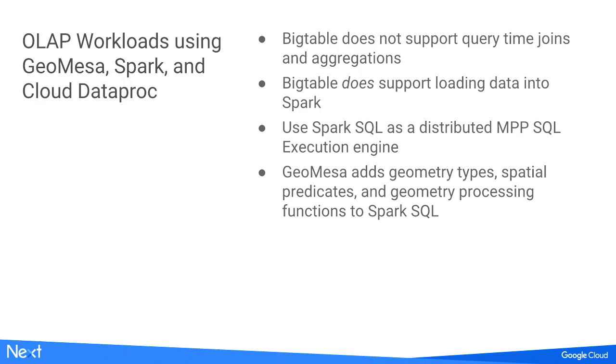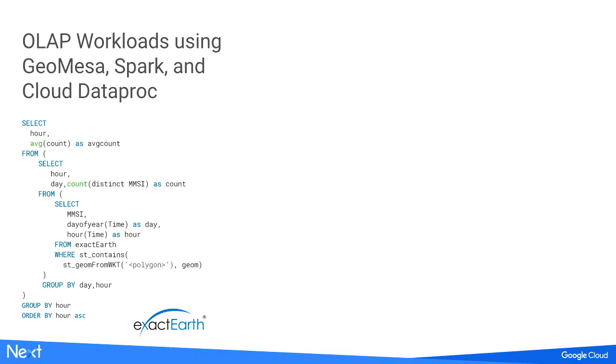But Bigtable does support loading your data out of Bigtable and into something like Spark. So you can use Spark SQL in conjunction with Google Cloud Dataproc to recover the ability to do joins and aggregations and execute analytical workloads on top of your Bigtable data. And GeoMesa adds a bunch of extensions to Spark SQL, including geometry types, spatial predicates, and geometry processing functions. So let's dissect an analytical query and see how the whole suite of Google Cloud products allows you to execute this particular workload.